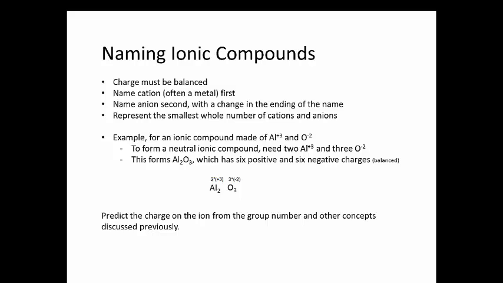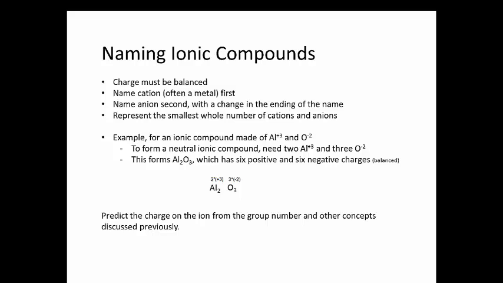And we represent the smallest whole number of these anions and cations in the molecule. To give you an example, for the ionic compound made of the +3 cation of aluminum and the -2 anion of oxygen, what we call oxide, to form a neutral ionic compound, we would need 2 of the +3 aluminums and 3 of the O-2 oxides. That's so that we would have the same number of positive charges and negative charges. There would be a total of 6 positive charges and 6 negative charges. This then forms Al2O3. Okay?